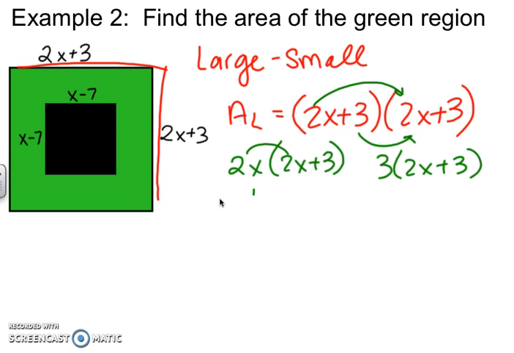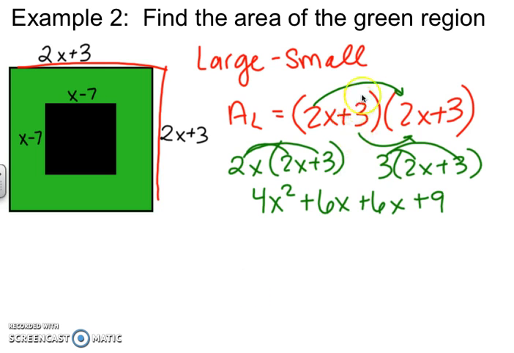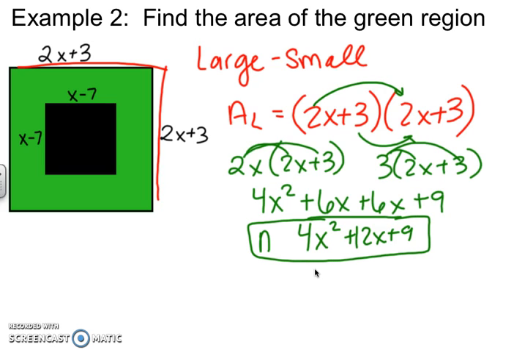I would distribute and get 4x squared. Distribute and get a plus 6x. Distribute and get a plus 6x again. Distribute and get a 9. So again, you don't have to show this step if you can kind of do that step in your head. But lastly, combine like terms. So your answer is 4x squared plus 12x plus 9. Okay, so this is the area of that large one.